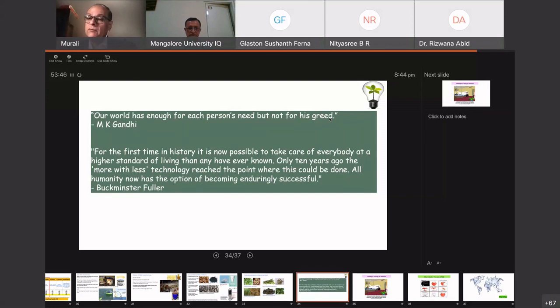All of these things are becoming very, very important. We have to reuse, we have to recycle materials. For the first time in history, it is now possible to take care of everybody at the highest standard of living. So it's also true that in the 21st century, we have phenomenally good technology. And that technology can be used to do wonderful things. It can also be used to reduce costs. So as Buckminster Fuller said, it's now possible to live a really good life, high quality life, in a sustainable manner.